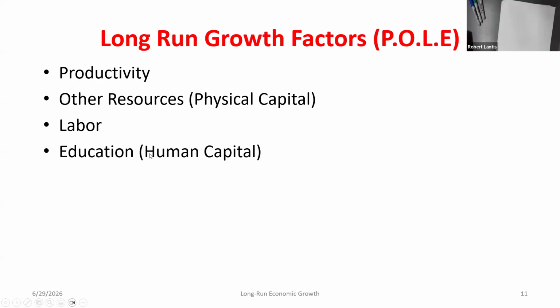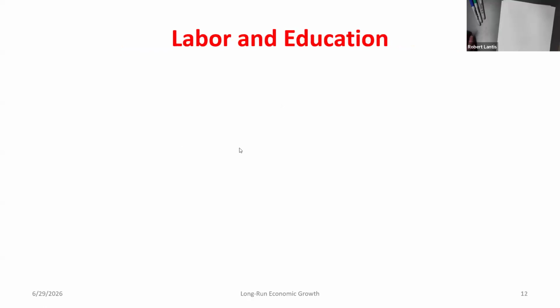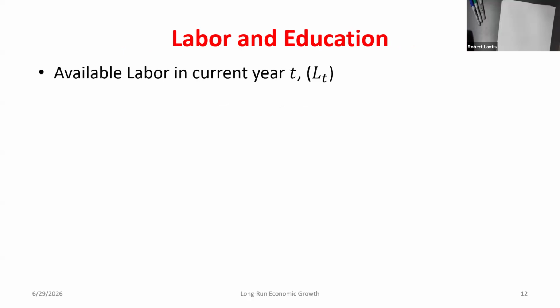And then we'll also add in this thing a little bit later on, which is human capital, investments made into education or skill level improvements. So with this idea in mind, how would labor and education impact the productivity of our economy? We're going to call the available labor in the current year t, L subscript t. This is the number of labor units available. You can think of this as the number of workers available in the current year. So we see changes in labor from year to year.